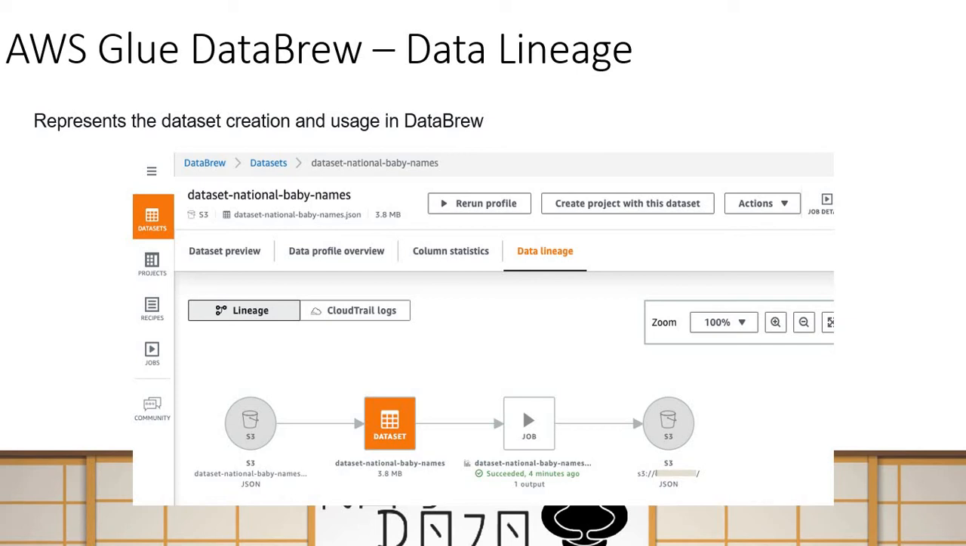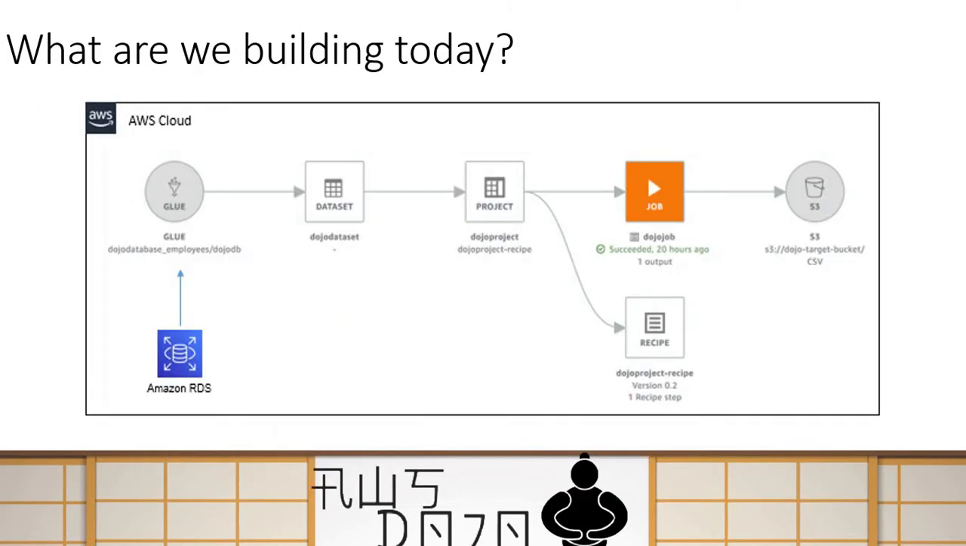Basically, this is a very simple example of data lineage, but you can create a very complex data transformation. And in that case, if you want to see what your data lineage looks like in terms of its journey from source to destination, you can use the data lineage feature of DataBrew to visualize that.